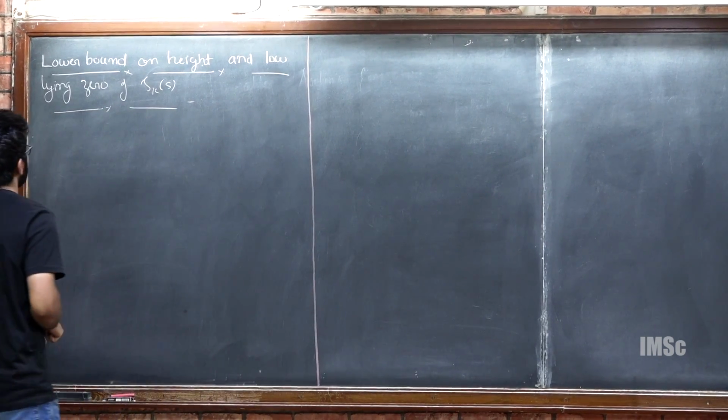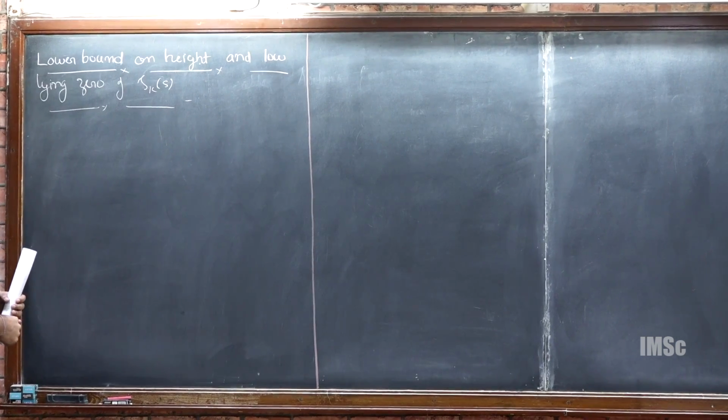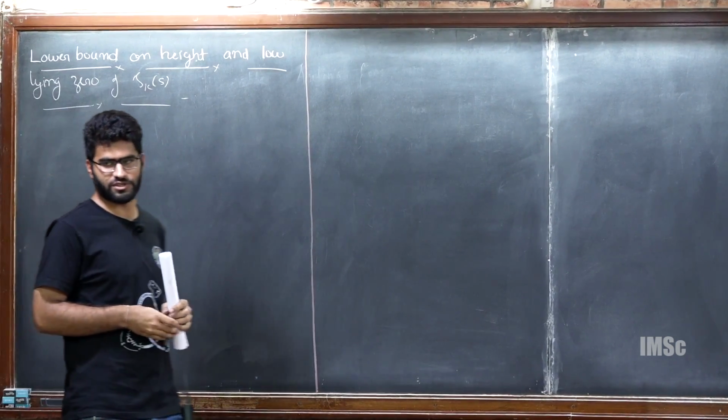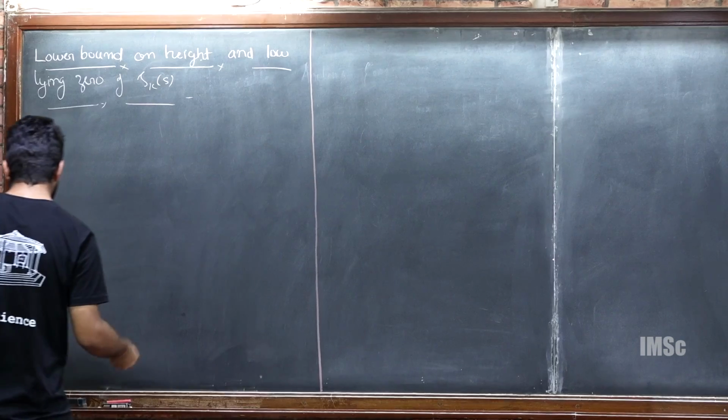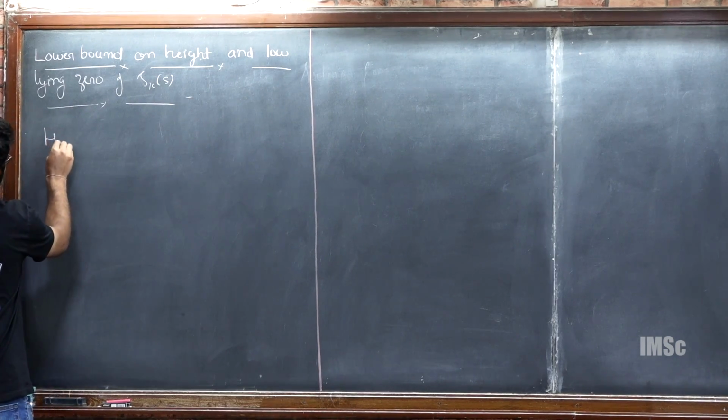So I'll be talking about lower bound on height and low lying zeros of Dedekind function. So let's start with what is a height function.